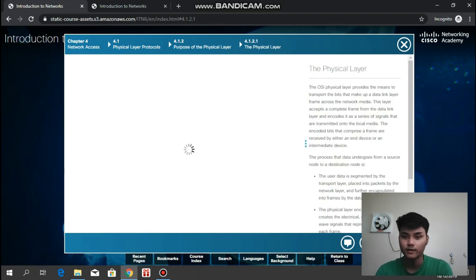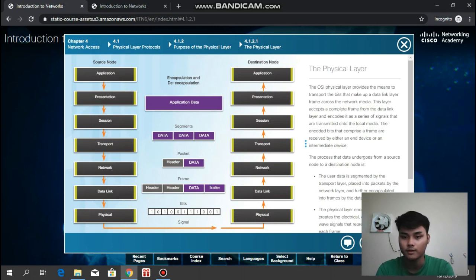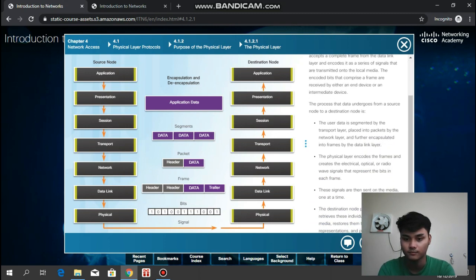The OSI physical layer provides the means to transport the bits that make up the data link layer frame across the network media. This layer accepts the complete frame from the data link layer and encodes it as a series of signals that are transmitted onto the local media. The encoded bits that comprise a frame are received by either an end device or an intermediate device.